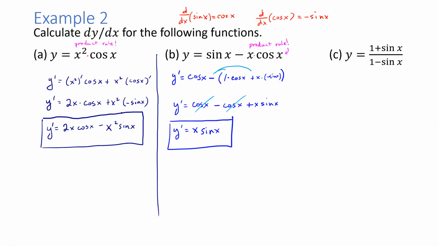Okay. So you see here, we didn't want to forget that we need to use the product rule here. What about the next one? Is there a different rule that I've got to use for the next one here? We've got y equals 1 plus sine x over 1 minus sine x. What rule do I need to think about here? Quotient. Good, quotient rule. Because we have a quotient, 1 plus sine x over 1 minus sine x. So here we have to use the quotient rule.